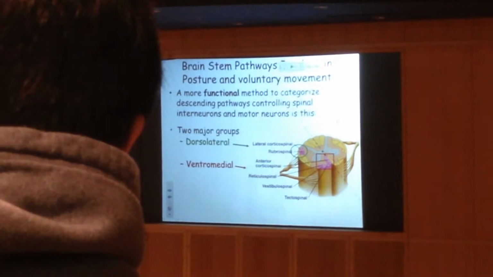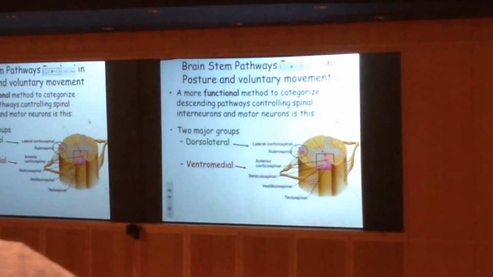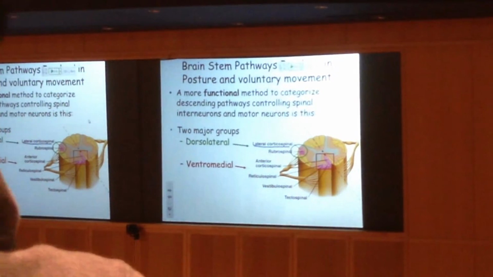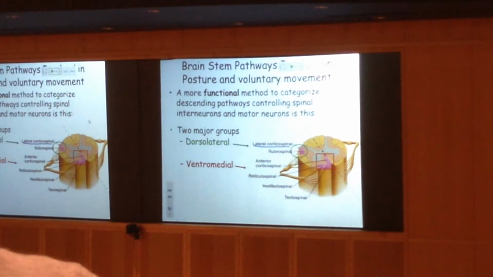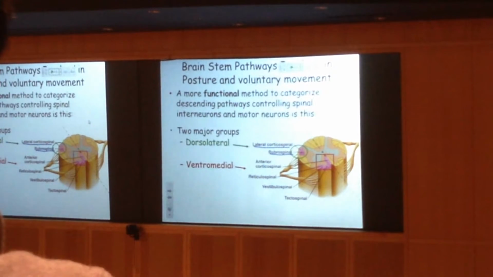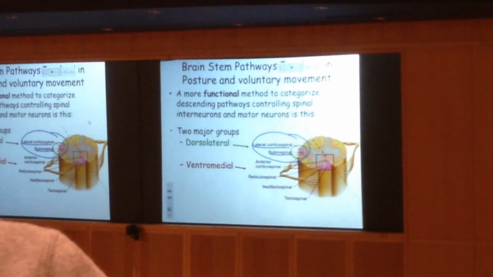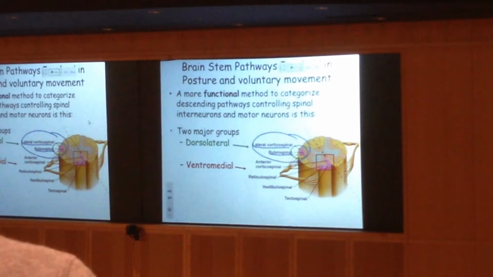So if you group these pathways based on their locations, this can give you some very useful functional information. As we talked about before, the lateral corticospinal pathway originates from your cortex, and the rubrospinal tract originates from your red nucleus in the midbrain. So these two actually make up the dorsolateral pathway. Both of these pathways are involved in controlling your limbs and the very peripheral side of your body.